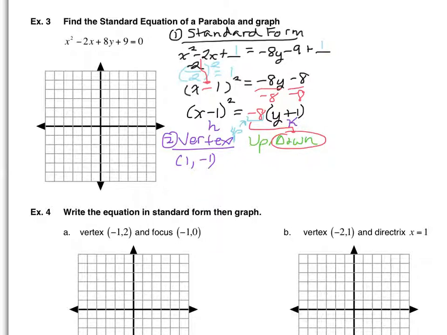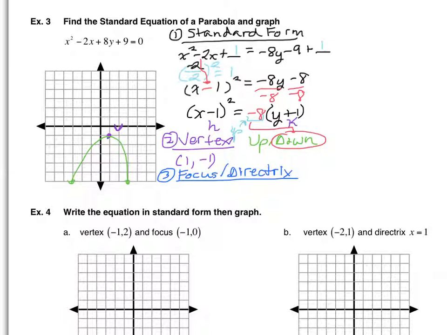So I'm going to plot my vertex at (1, -1). And then I'm going to just sketch an opening down parabola. I don't care how fat or skinny, unless you do. Then what do I find? Focus and directrix. What do I need to find my focus and directrix? How far is the focus? Generally, what do I need to know? I need to know p, right?